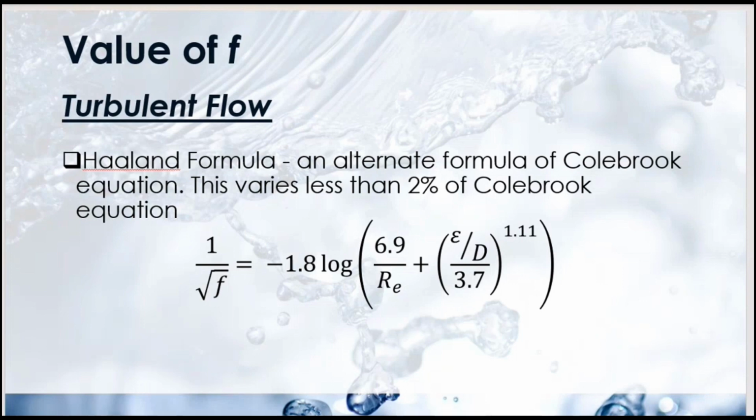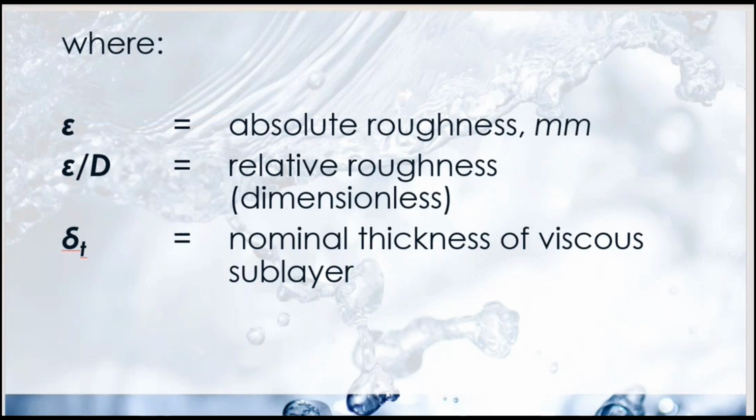This is the formula, almost the same, but the factor multiplied by the logarithm and the numerical values inside the logarithm are quite different. So 1 over square root of F is equal to negative 1.8 logarithm of 6.9 over Reynolds number plus the ratio between the absolute roughness over the diameter, over 3.7, but this time this ratio as a whole is raised to 1.11. As presented a while ago, epsilon is the absolute roughness in millimeters, so the ratio between this and the diameter is dimensionless, what we call relative roughness. Delta sub T is the nominal thickness of the viscous sublayer.